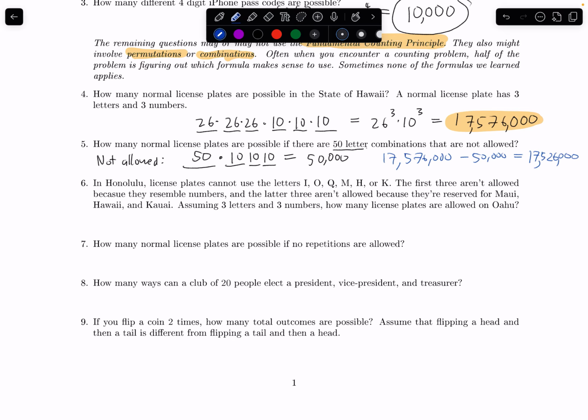All right, number 6. In Honolulu, license plates cannot use the letters I, O, Q, M, H, or K. The first 3 aren't allowed because they resemble numbers, and the latter 3 aren't allowed because they are reserved for Maui, Hawaii, and Kauai. Assuming 3 letters and 3 numbers, how many license plates are allowed on Oahu?